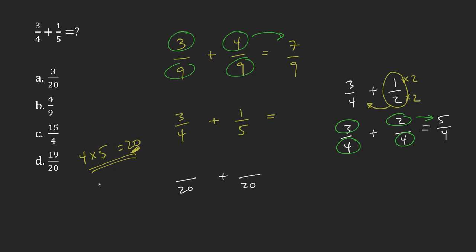But I have to think about, how did I get there? It was 4 times 5 on the bottom, so I have to do 3 times 5 on the top. 3 times 5 gives me 15. How did I get to 20 from 5? 5 times 4 gives me 20, so it's got to be 1 times 4. And so that gives me 4. So 15/20 plus 4/20 gives me, remember you can just add the tops when the bottoms are the same, 19/20. And so my answer is D.